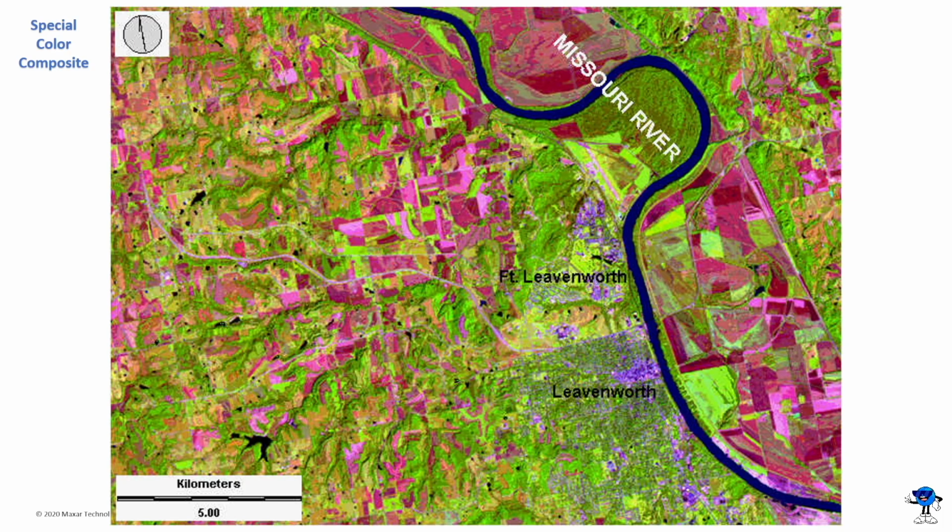Special color composite. This image consists of red, near-infrared, and mid-infrared light portrayed in a false color manner. Active vegetation appears green, bare soil and fallow fields are red-brown, and urban structures are purple. Most water bodies are black, and the Missouri River appears a dark blue.